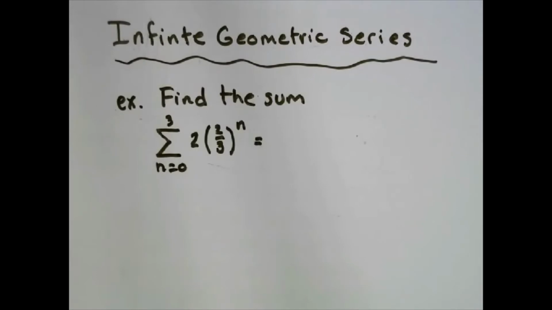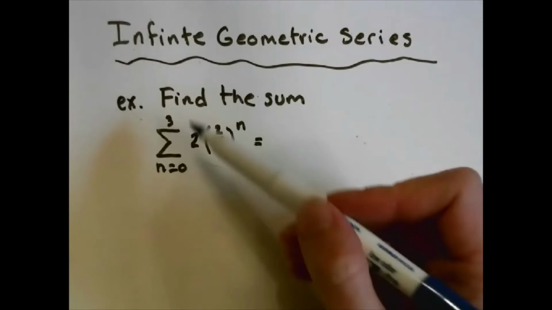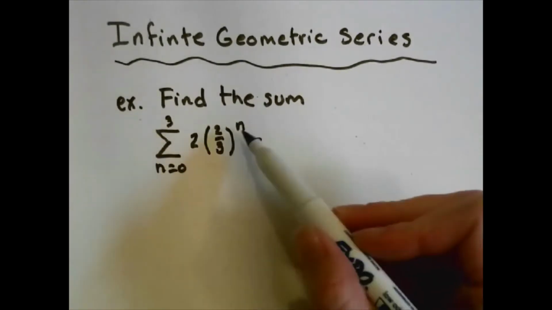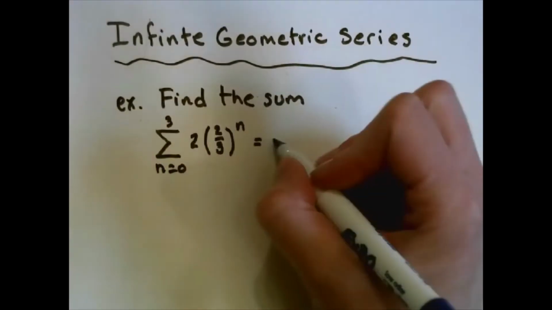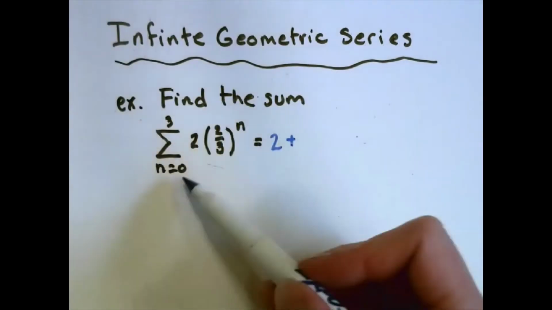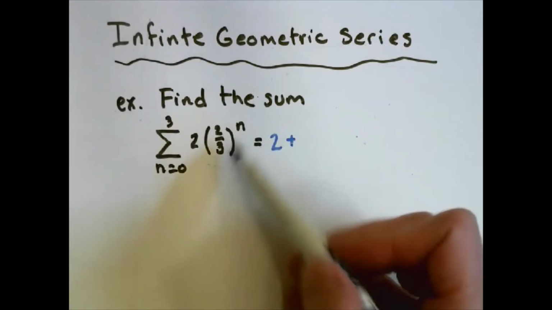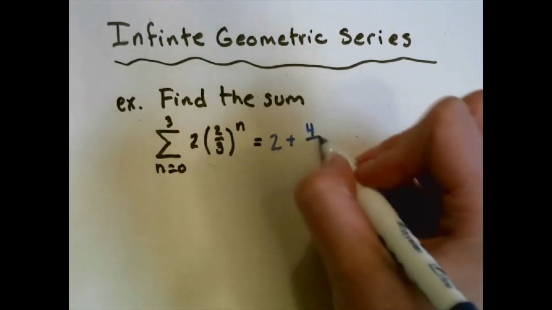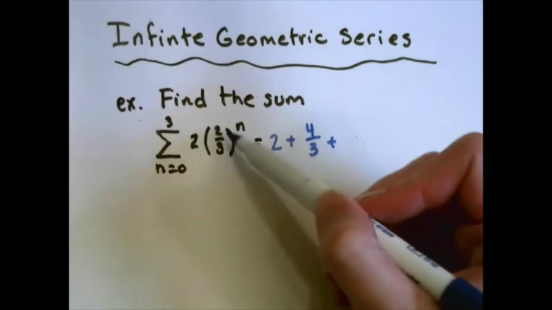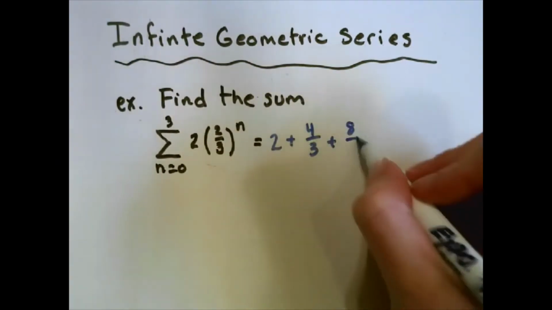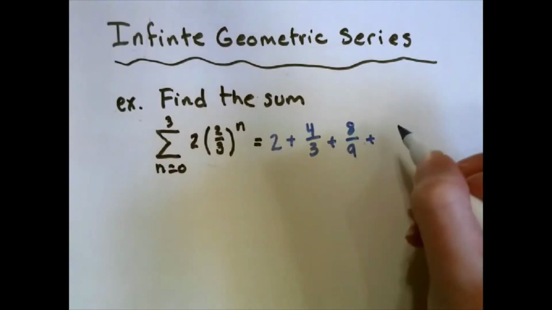Okay, so my example is find the sum. We have the series from n equals 0 to 3 of 2 times 2/3 to the n. So I'm just going to start by writing out the terms of this. Starting with 0, anything to the 0 is 1, so my first term is going to be 2. Second term, this is going to be to the 1, so 2/3 to the 1 times 2 will be 4/3. This squared is going to be 4/9 times 2 will make it 8/9.